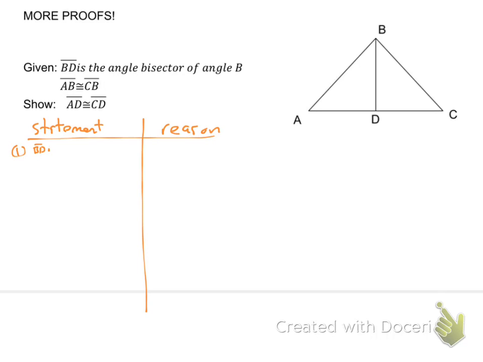BD is angle bisector of B, and AB is congruent to CB. Reason? It was given to me. I'll switch colors.